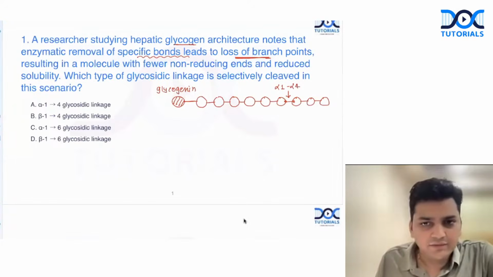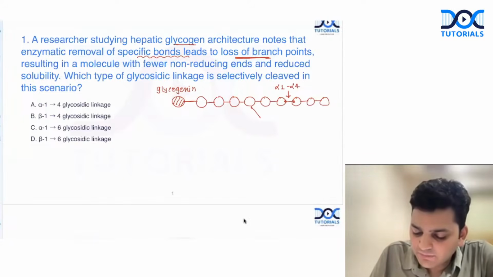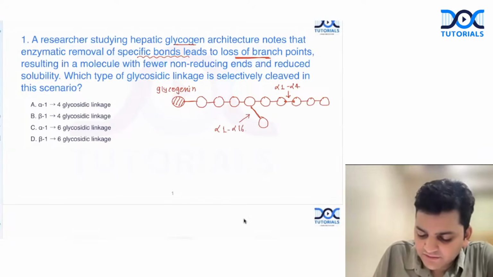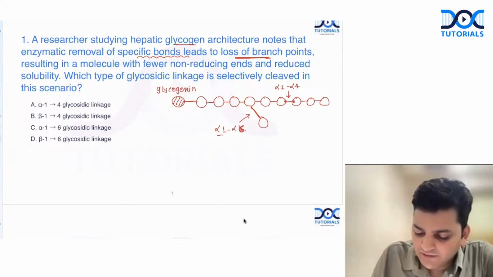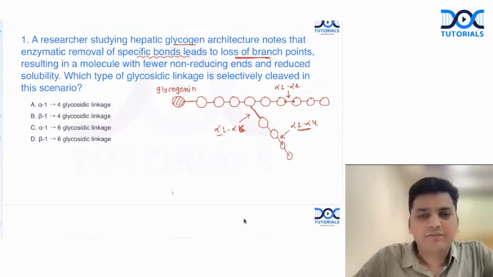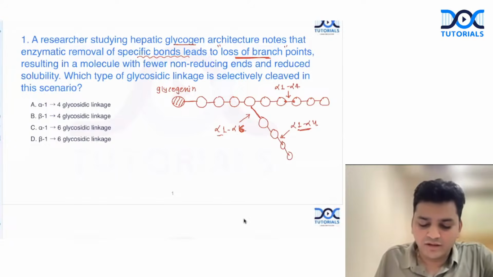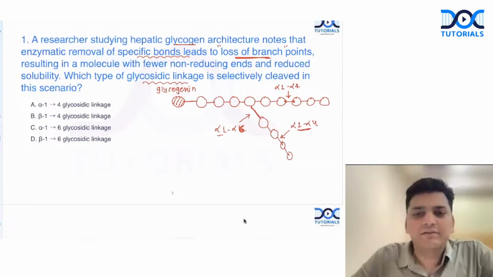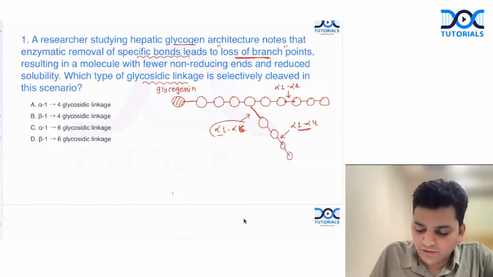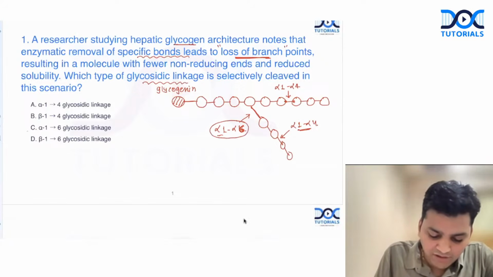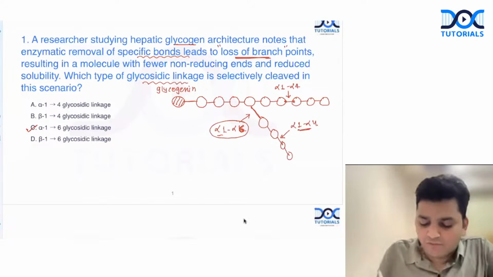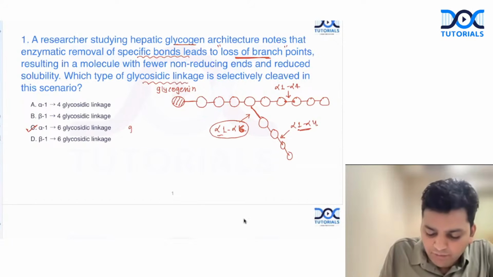Then once we attach the 11 glucose molecules, we'll make the branch. And this branch will be in the direction of alpha 1, 6, the alpha 1, alpha 6 glycosidic bond. And then again we have the linear sequence, which is alpha 1, alpha 4. So what they're asking is that an enzymatic removal of a specific bond leads to loss of branch. The branches are not there. So which type of glycosidic linkage is selectively removed? It means we have removed the alpha 1, alpha 6 glycosidic linkage.